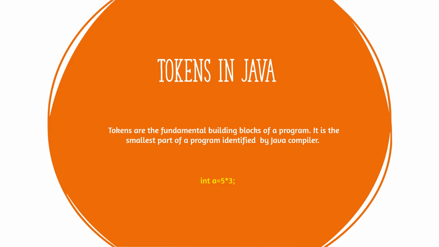Int is a keyword, which we will be learning now. A is the identifier, equal is the assignment operator, and 5 and 3 are constants, and then the multiplication sign. That means each part of an expression is known as a token. That is why we say the smallest part of a program identified by the Java compiler is the token.